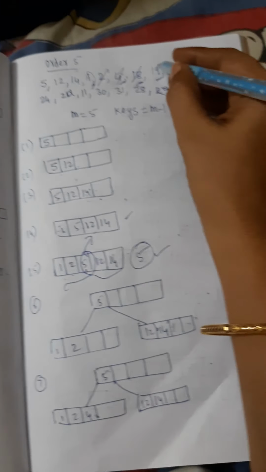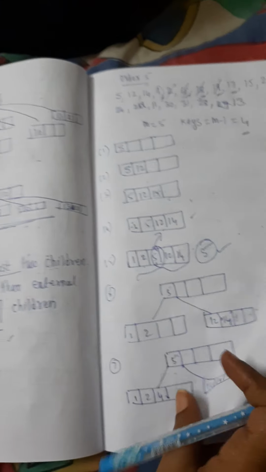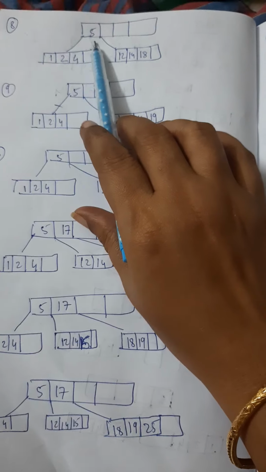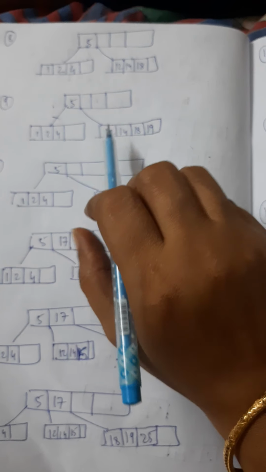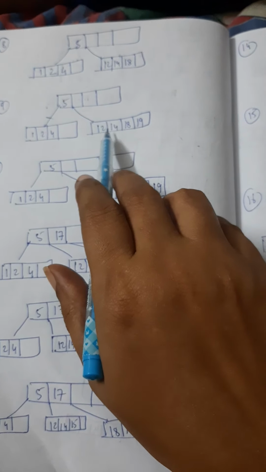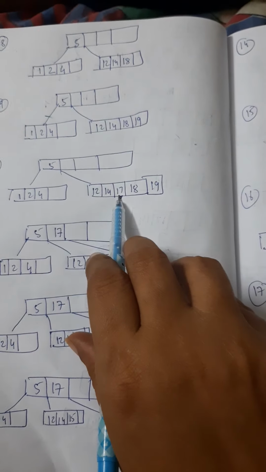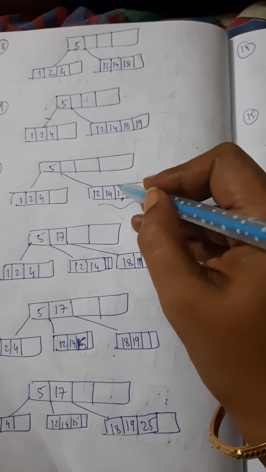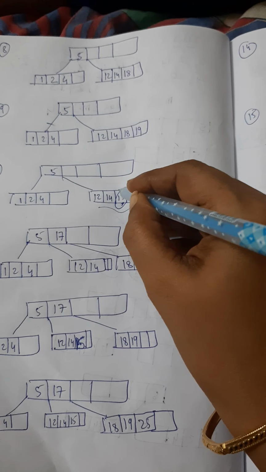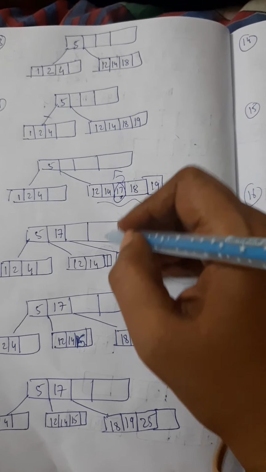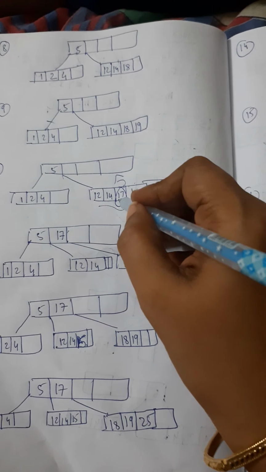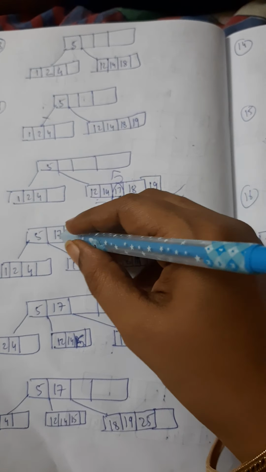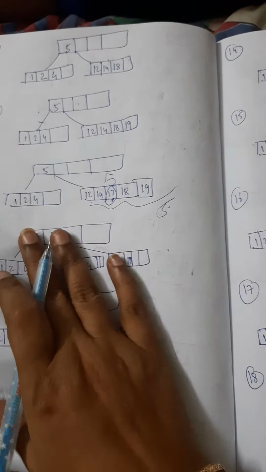Now next after 19, you have 17. Again 17 is also greater than 5. So 17 will be accommodated between 14 and 18. But again, how many do you have? 5. So since you have 5, again pick up the middle element. This is the middle element, so that will be moved one step up. So 17's left children will become 12 and 14, and 18 and 19 will become the right children. So we have done 17.